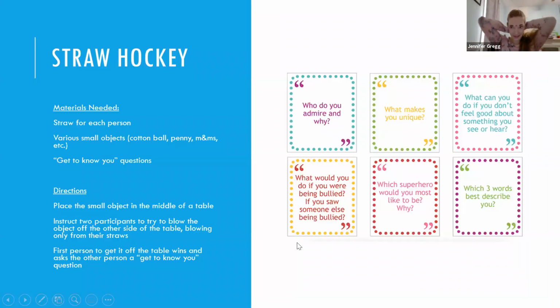Another activity that is really, really popular, I would say, is straw hockey. It offers the families a chance to do something a little bit more competitive and be goofy about it. They don't feel like they're being judged with their artwork. They're just having fun. And so it's something really unique and different for them, and it helps to strengthen their relationship.